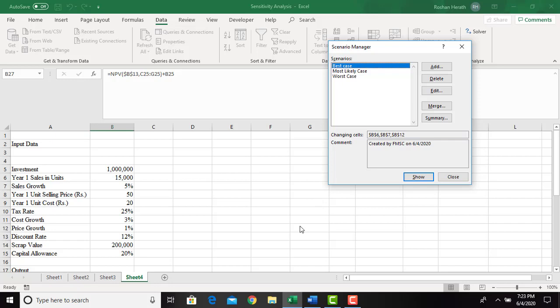Once you're done with all the scenarios, what you have to do is you have to go to this summary. If you found that something had gone wrong, what you can do is you can go to that scenario and you can delete that, right? Even you can edit the things.